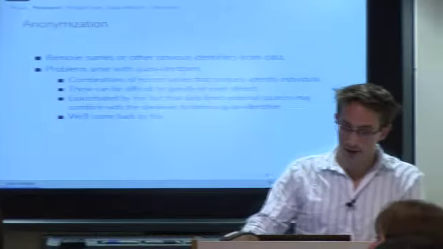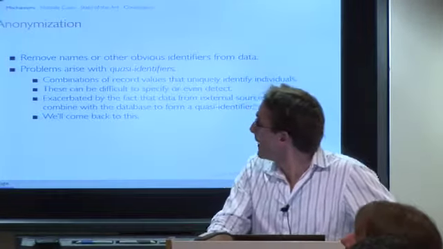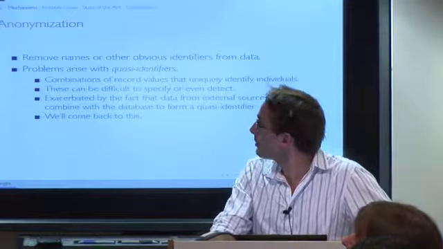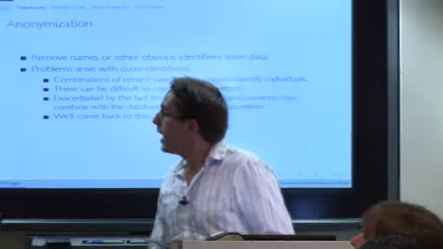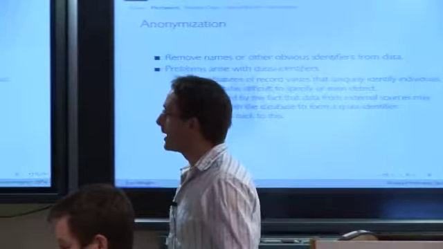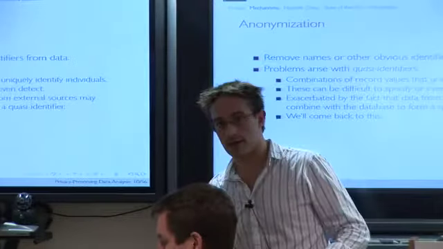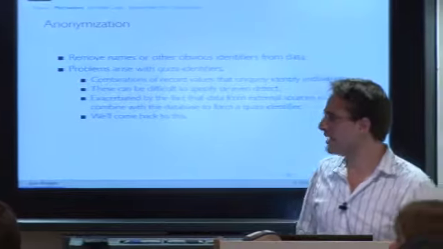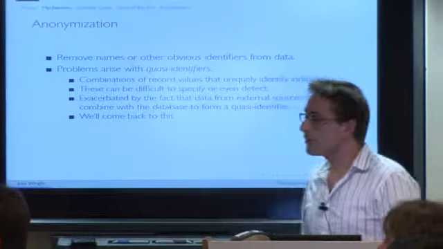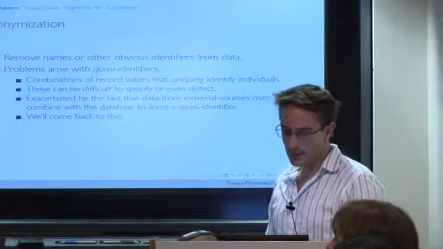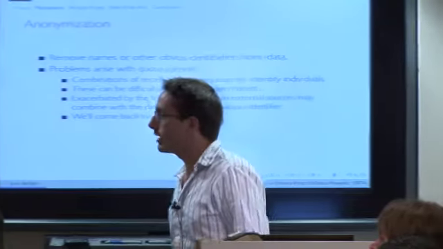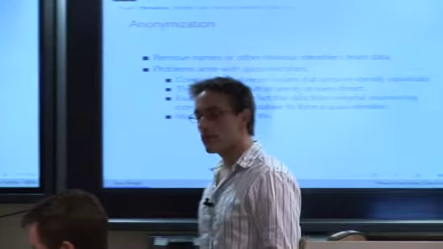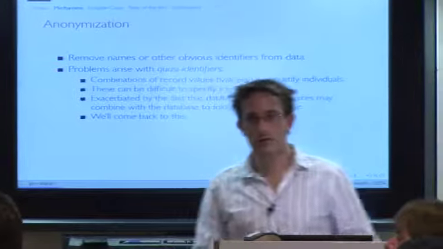Now, the first of these, anonymization, is going to be a bit of the focus of what we're going to talk about for the next 10 minutes or so. The first thing you do is you remove the names or obvious identifiers from the database. If there's a photo of you in the database, you can take out the photo. If there's a name, you can take out the name. But the trouble arises with this definition when we come across these things called quasi-identifiers. Now, what these are, they are combinations of records.